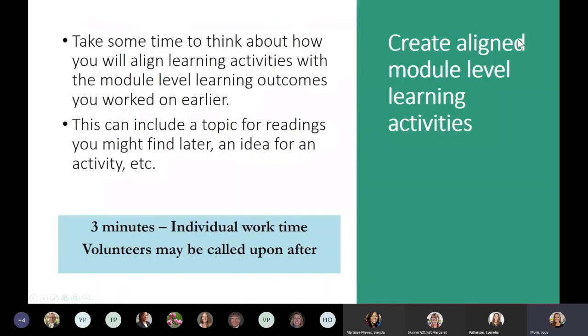So again, we want you to take a couple minutes and think about how you'll align some of your learning activities with the module level learning outcomes you worked on earlier, and with your assessments as well. You can think about readings, lectures, like we mentioned, anything you're planning on moving to that learning activity column.